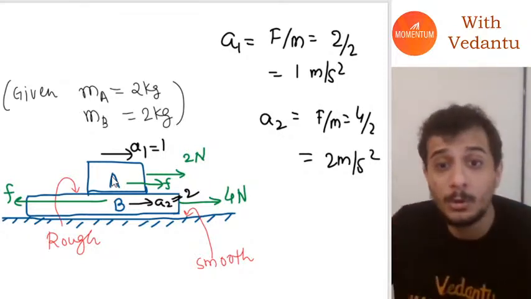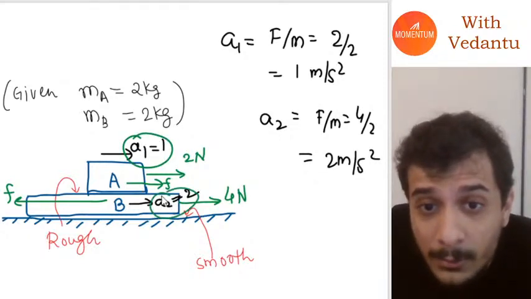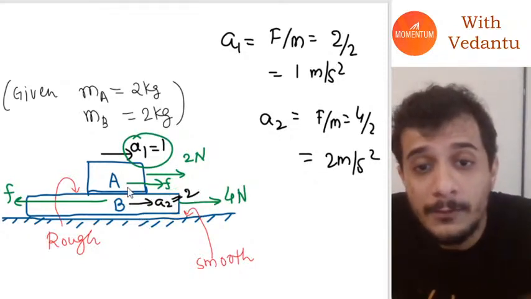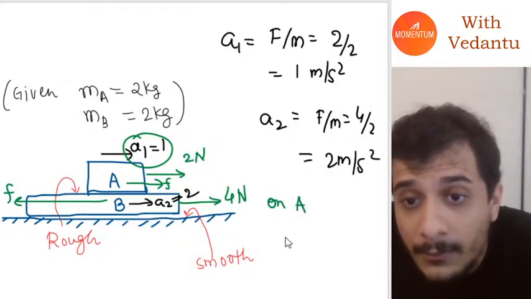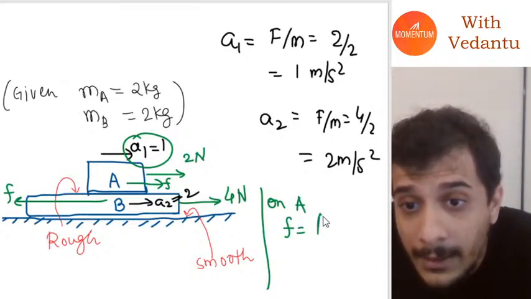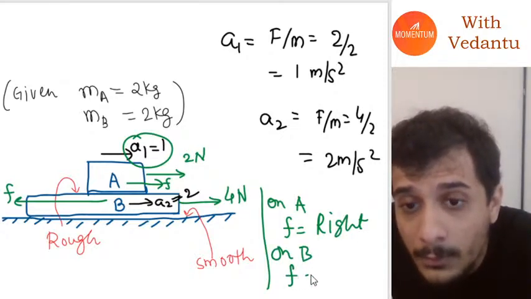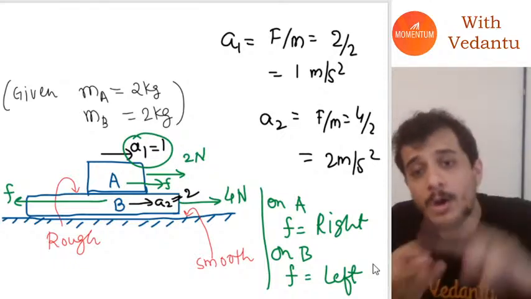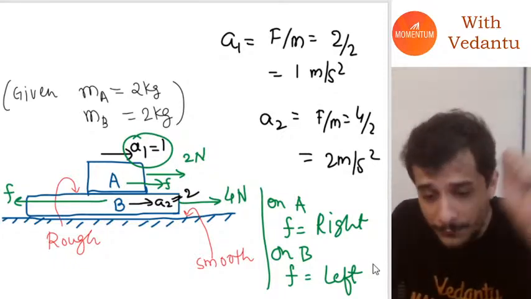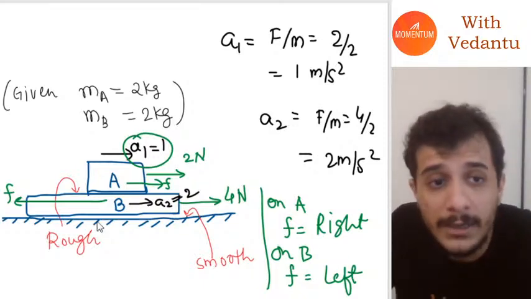Friction wants both of them to move together. So it will try to increase this, and decrease this. For that, the direction of friction on A will be towards right, and on B, friction will be towards left. You have to remember the direction, guys. Friction wants bodies to move together.